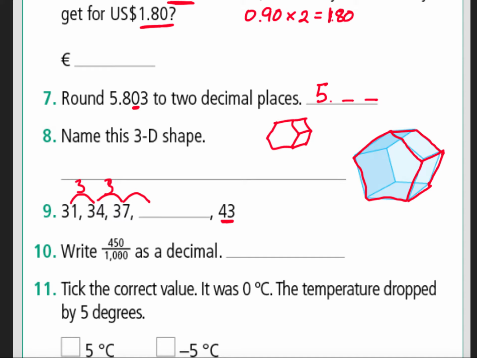Number 10, we have to write 450 over 1,000 as a decimal. So we are going to put a 0 point, and it's thousandths. That means we need 3 decimal places, and we have to put 450 into those places there.